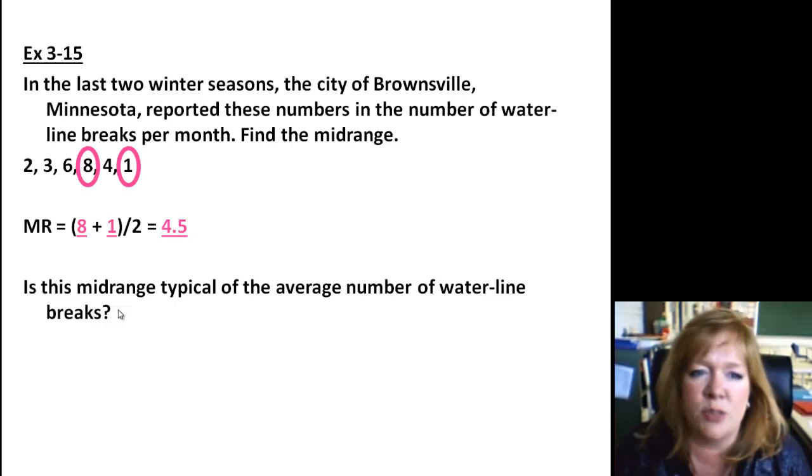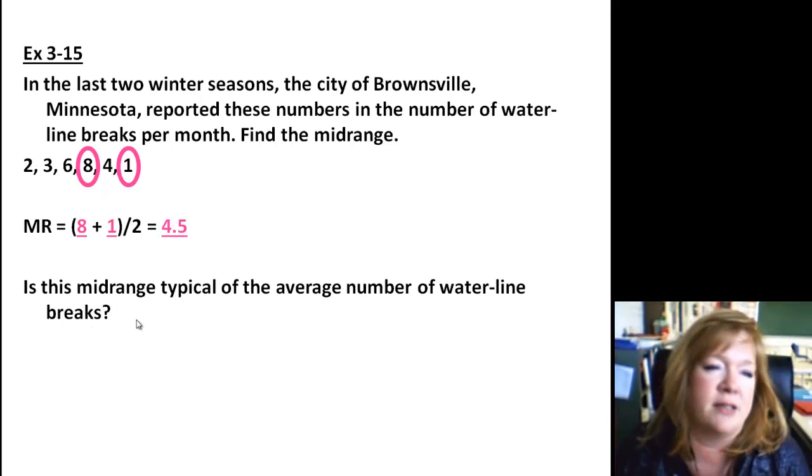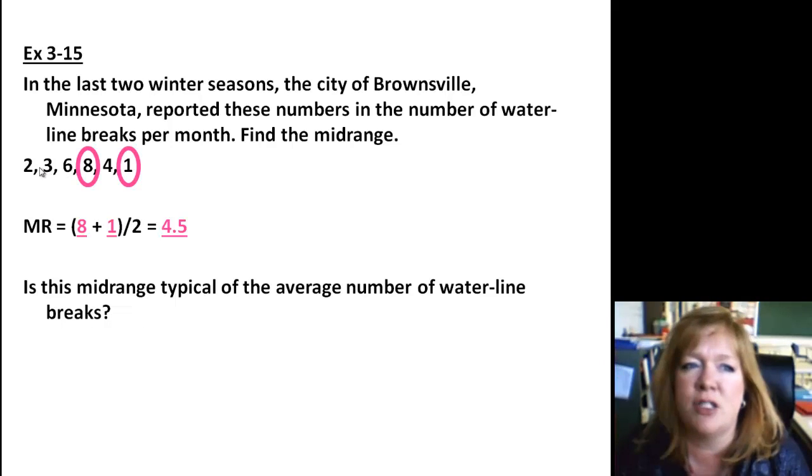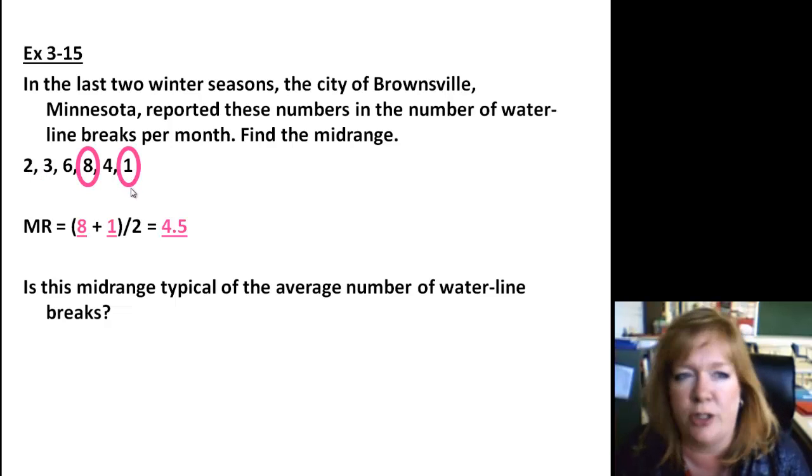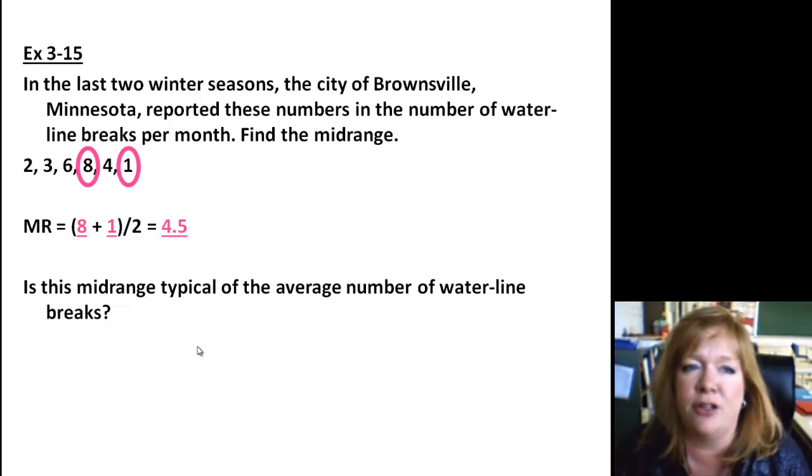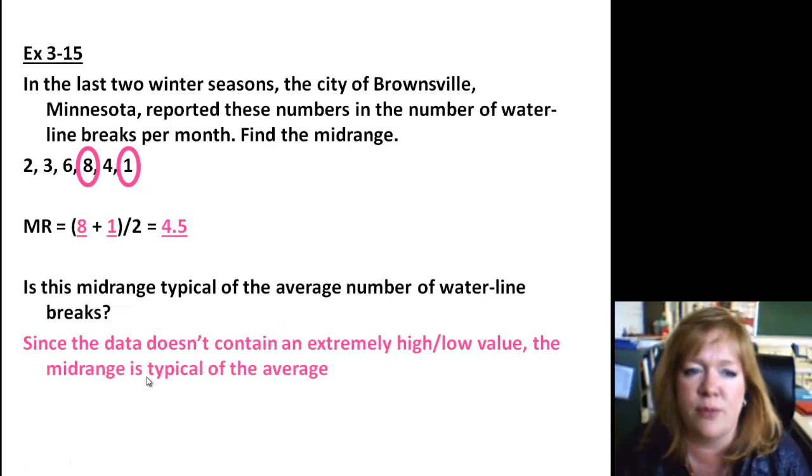And is this mid-range typical? Is it a typical average? It is, because if you look at this data, you don't have anything that's really high or really low. You don't have extreme values. In other words, there's no outliers. So since the data doesn't contain any extremely high or low values, the mid-range is typical of the average.